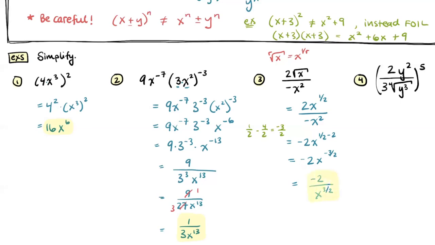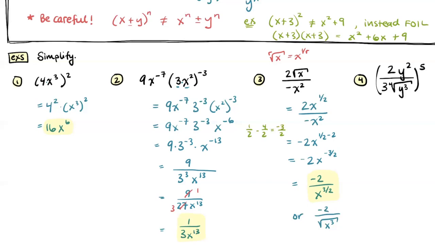And this is about it. Optionally, you could rewrite that x to the positive 3 halves in radical form. So if you want, you could say this is negative 2 over... It's power over root, so it's to the 3rd power, and it's the square root. So square root of x cubed. Generally, that's not as important as rewriting as a fraction without negative powers, but if you like the radical form, then by all means, you can definitely write it that way.